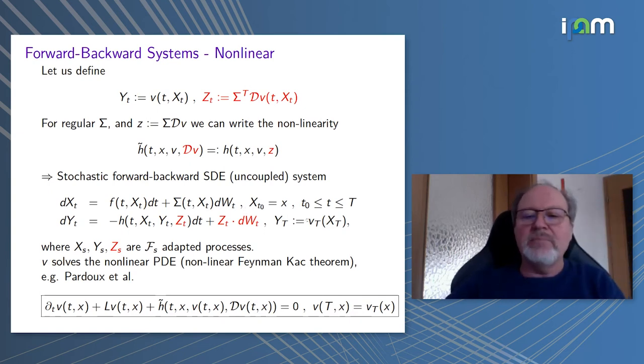It is coupled in this sense only by the terminal condition Y of T. And it is already coupled by, what is important, this depends strongly on the forward process. And now using Ito's lemma, one can show what is often called the nonlinear Feynman-Kac theorem, that this function V satisfies the nonlinear PDE: the partial derivative of V in time plus the backward Kolmogorov operator applied to V plus this nonlinearity term is zero over all times. And we have the terminal condition that V at time capital T and X is a given function, V_T of X.